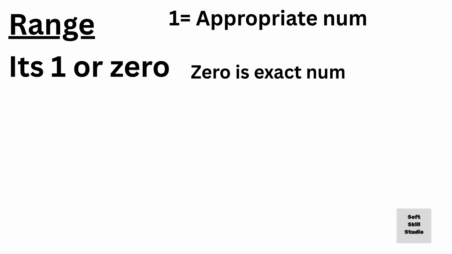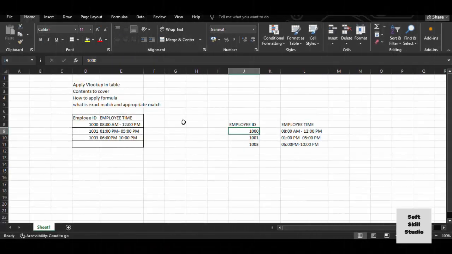I will give you an actual example in Microsoft Excel. Here I have a table including the employee ID and the employee time. This is the employee ID and this is the employee time. And here the formula is given. I just write the employee ID here and it will give me the exact employee time.